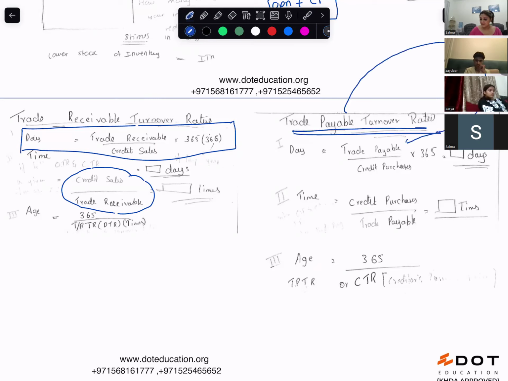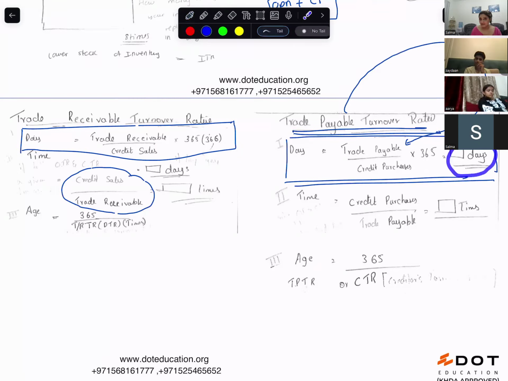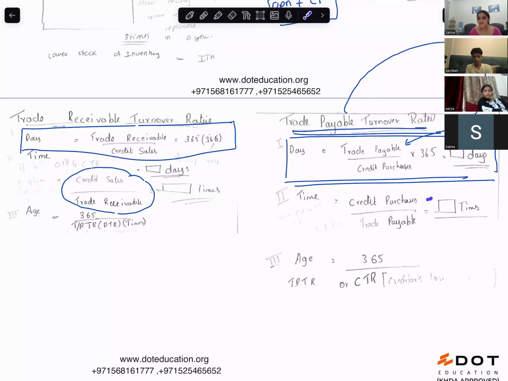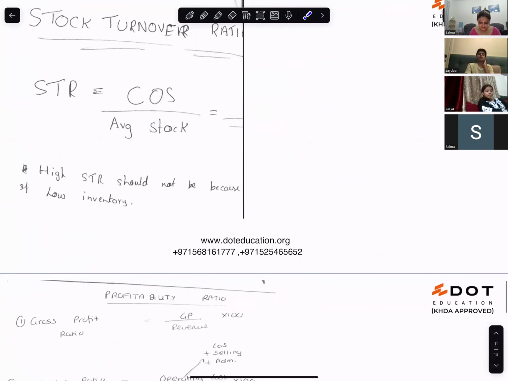Similarly, you have your trade payable turnover ratio. It is trade payables over credit purchases into 365. The answer that you would get will be in days. In how many days you pay your suppliers? Ideally, you would be asked this in days. If you want in times, you just reverse the formula. It would be credit purchases over trade payables. Answer will be in times. In a year, this many times you pay your trade payables. Please remember, in times you do not need to multiply it with 365. We've already done this, right?